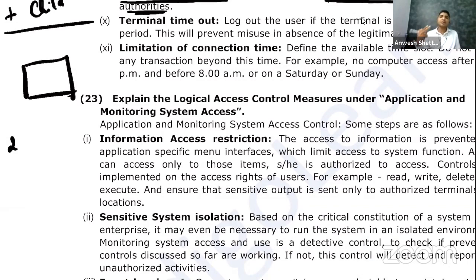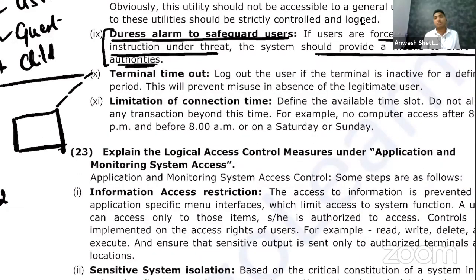But because somebody is holding a gun to your head, you use the emergency password. Then what should happen? The system should send information to the authorities, meaning the police department, saying that something is wrong. This is not a normal transaction. That should also be there, and it should be facilitated by your operating system.